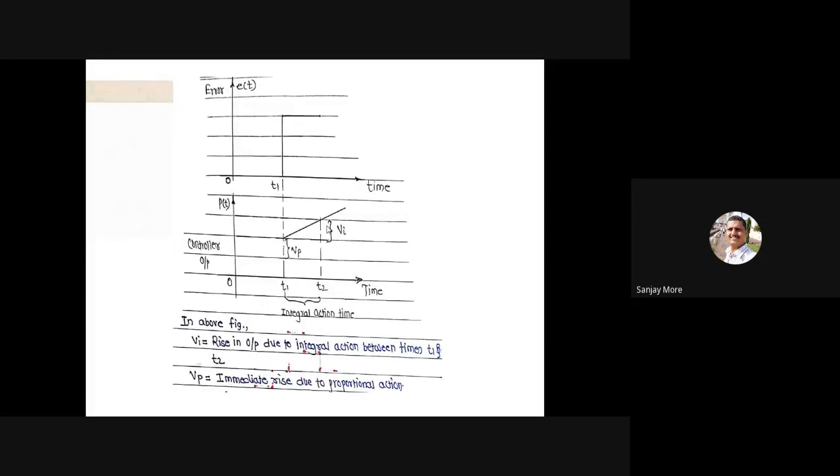Here two graphs will be there, error versus time and output versus time. The integral time will be the change from T1 to T2. Vi means the rise in output due to the integral action between T1 and T2, and Vp is the immediate rise due to the proportional action. Vi is the difference between time T1 and T2.